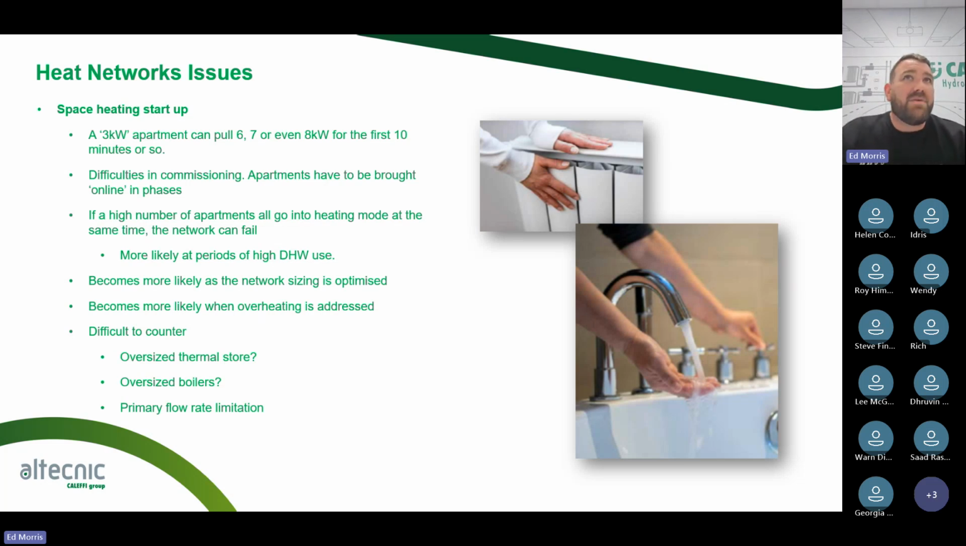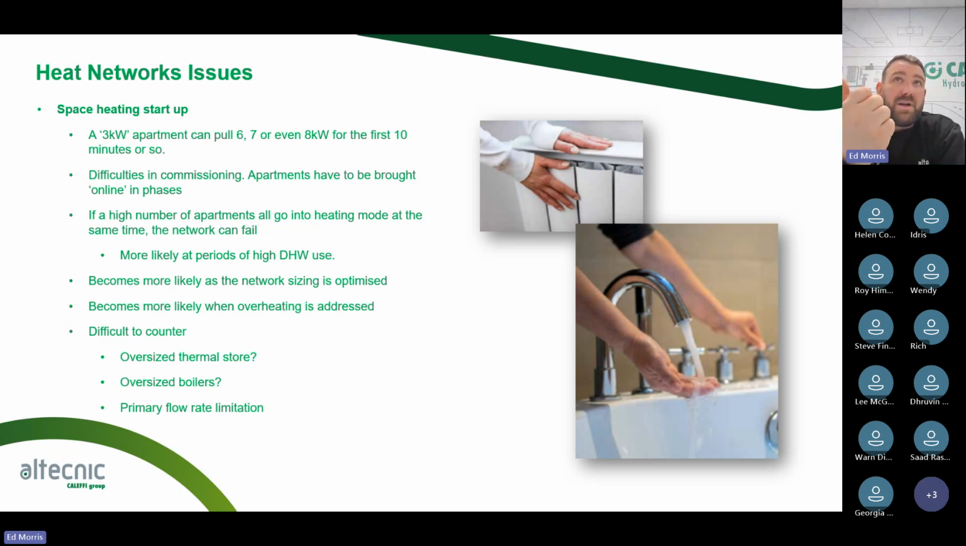If a high number of apartments all go into heating mode at the same time, the network can fail, and this is more likely in periods of domestic hot water use. We spoke before, the load on the network is far greater when we're using domestic hot water because the energy transfer is so much greater. So we have to remember that when a lot of people are using heating at any one time, by using that at the time of heating and hot water, we can have issues.